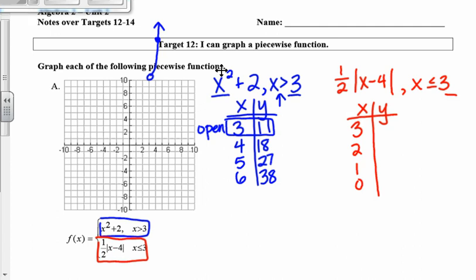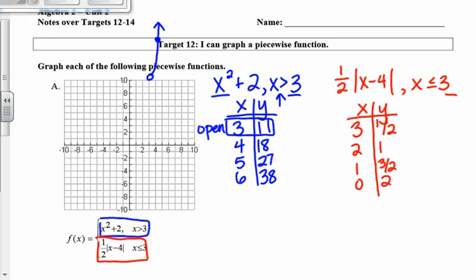If I plug in a 3, 3 minus 4 is -1. The absolute value of that is positive 1. 1/2 times 1 is 1/2. If I plug in a 2, 2 minus 4 is -2. The absolute value of that is 2. 1/2 of 2 is 1. Continuing down that line, if I plug in a 1, I would get 1/2 times 3, which is 3/2 or 1.5. And if I plug in a 0, I would ultimately get out a 2.